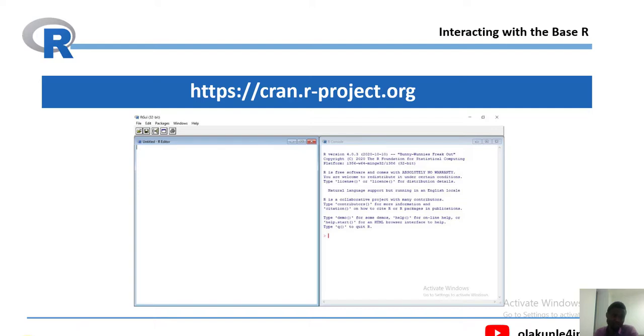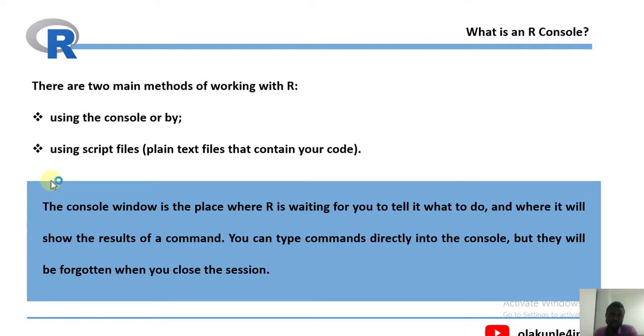So let's go through some basic terminologies we would need to understand as an R user. The first is the console. So there are two main methods of working with R. First, you either choose to work on the console or you choose to work with scripts. These are plain text files that contain your code. So what exactly is the console? The console window is the place where R is waiting for you to tell it what to do and where it will show the results of a command. That is, you type your code on the R console and then it produces the result.